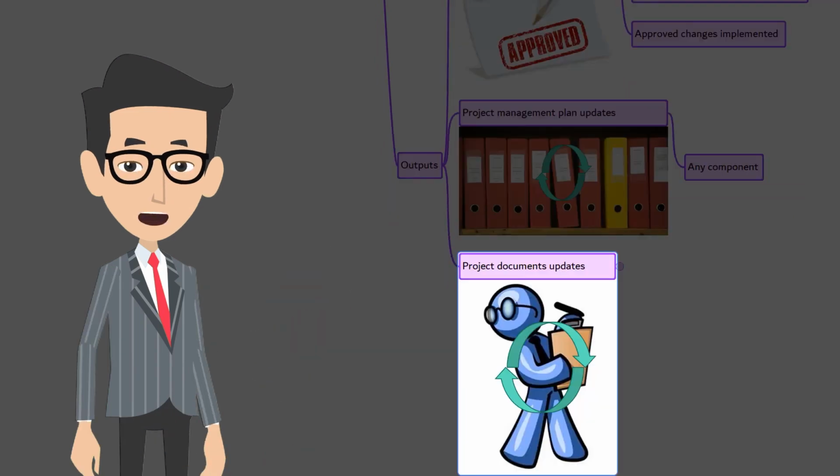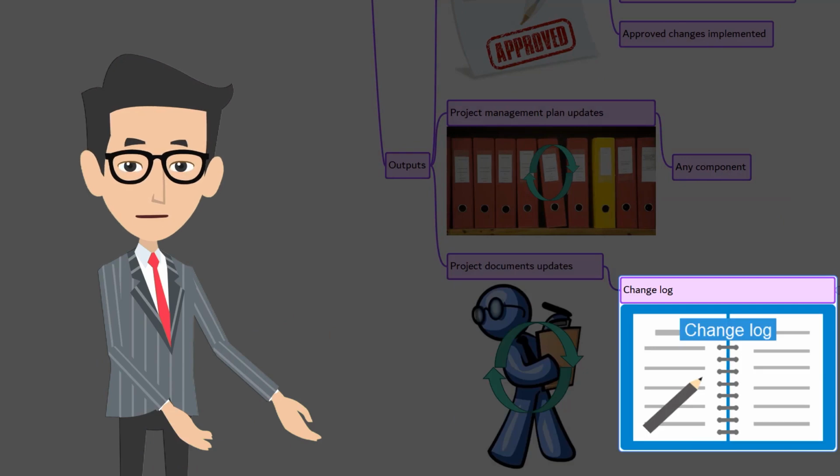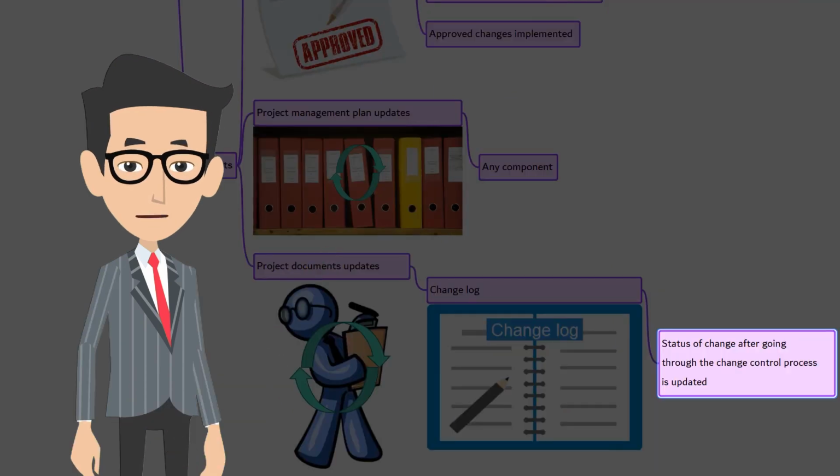The next is project documents updates. Change log. When a change is requested, it should go through the change control process. Upon the change control process completing, whether the change is approved, deferred, or rejected, the status of the change has to be tracked. So, the change log gets updated.